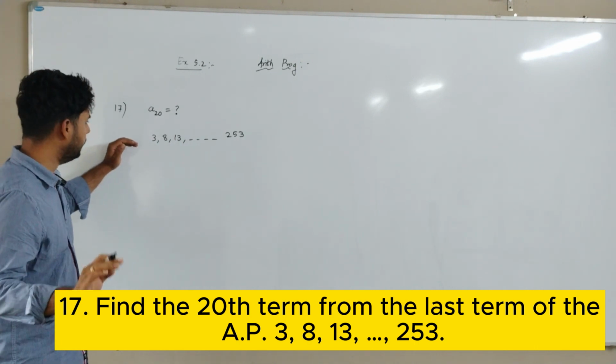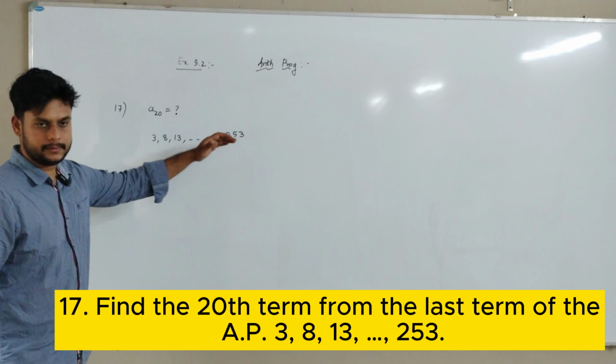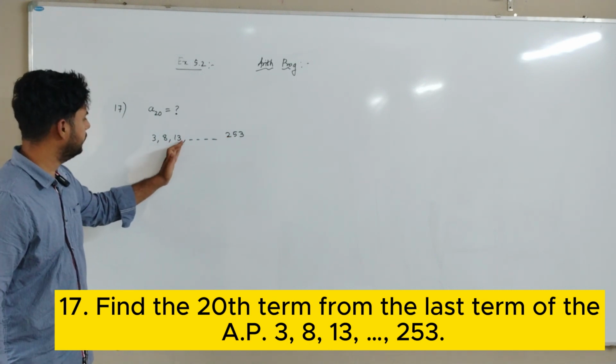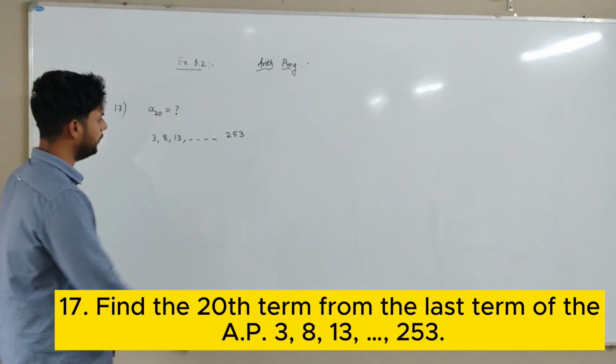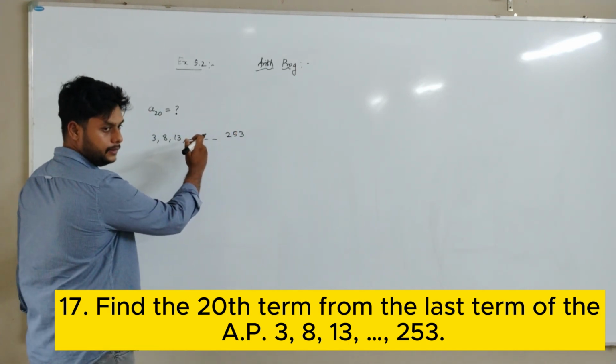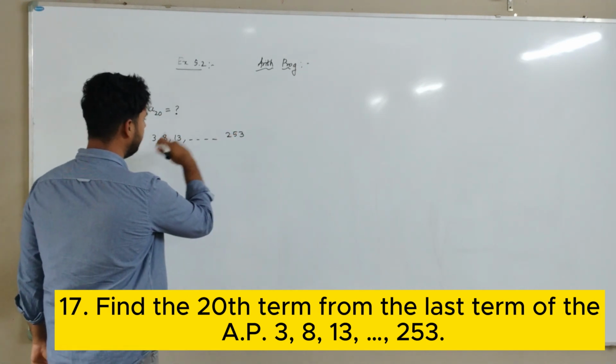Till now we were finding like this: first term, second term, third term, going up to 20. Now he is saying to find from the last, so I should go like this. From the last 20, so I will make it reverse first.